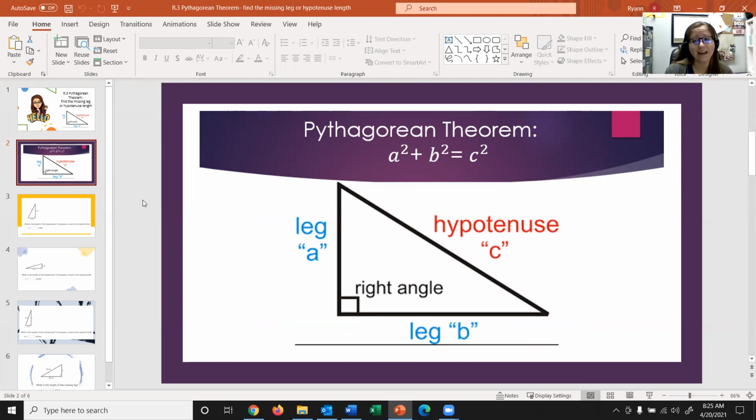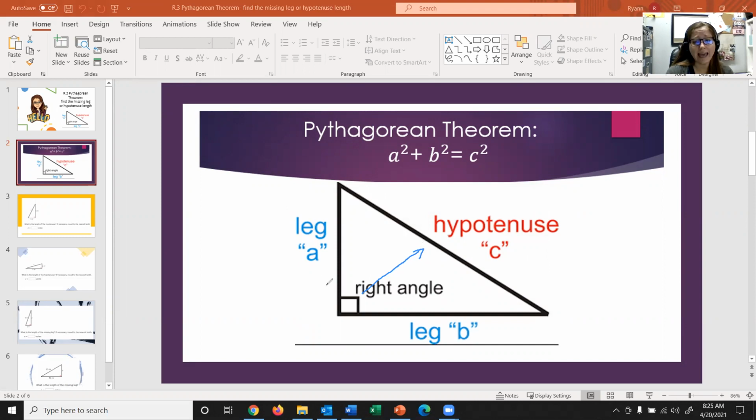This works for right triangles, okay? Notice that the hypotenuse is going to be this long side that is opposite from the right angle. Okay, so anywhere you see that indicator that this is a right triangle, the side directly across from that indicator is going to tell you that this is the hypotenuse, or C. This is the longest side of the triangle. Okay, as far as the length goes, it's going to be the biggest number.